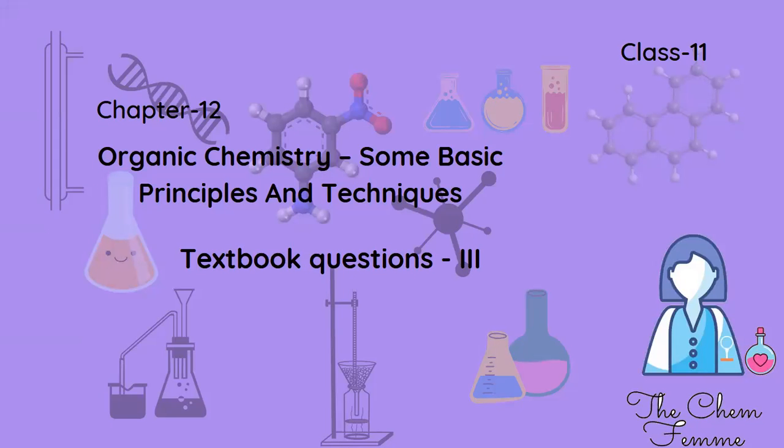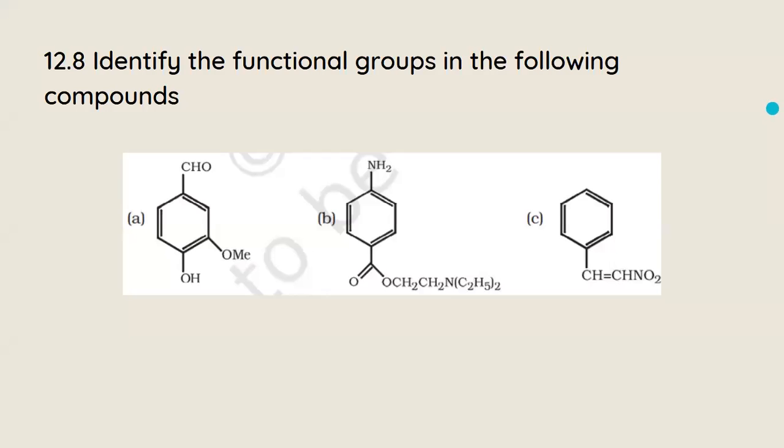We are continuing with the textbook questions. The first one: identify the functional group in the following compounds. So we need to figure out what the functional groups are in each of these. So CHO, it's obviously an aldehyde. The CHO group means it's an aldehyde. OH is an alcohol. OMe is an ether.